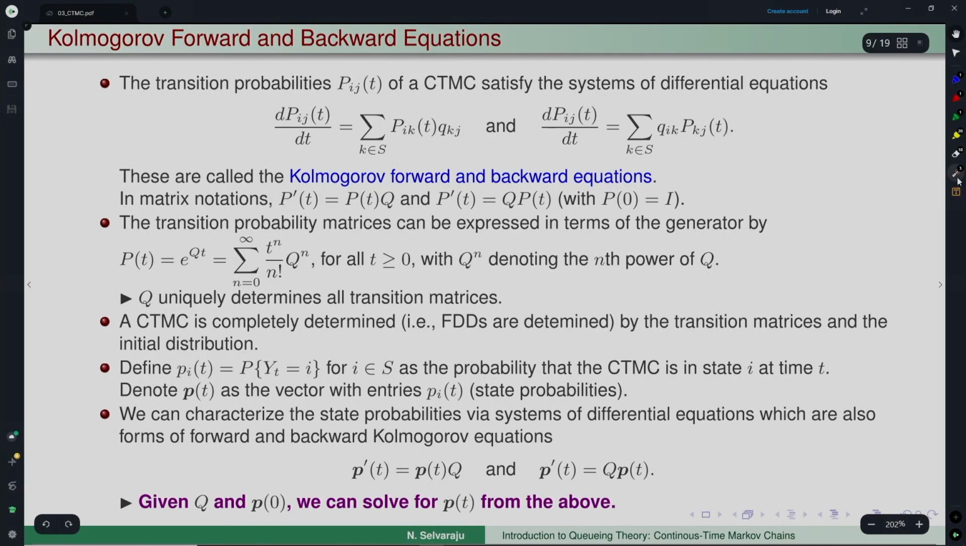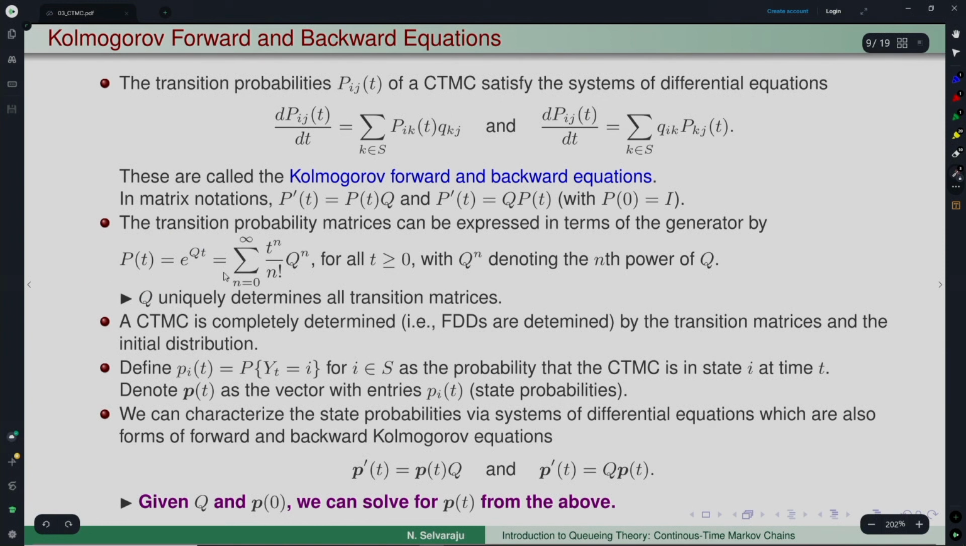Hi and hello everyone. Let us continue our discussion of continuous time Markov chains that we have seen in the previous lecture. Recall that we looked at the Kolmogorov forward and backward equations for the transition probabilities, which are obtained in matrix notation. It is given in this form, where P and Q are matrices, which has this solution.